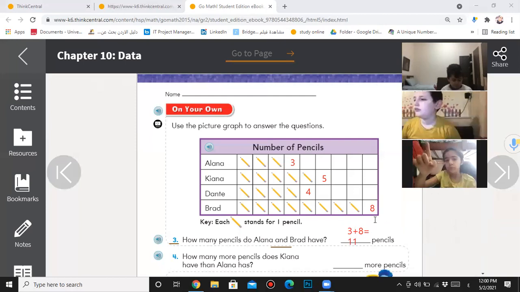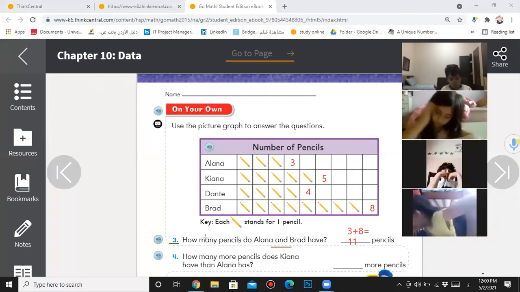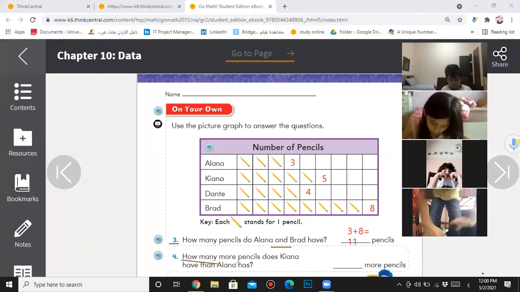Question number 4. How many more pencils does Kiana have than Alana has? What do you think? Is it plus or minus? Minus. Because what is the keyword? How many more. Because we have how many more, it means minus. Which two numbers are we going to subtract from each other?